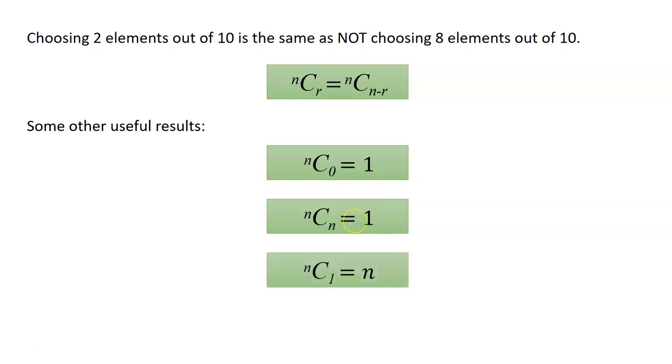N choose 1 is always n. If you've got 3 objects and you're only choosing one of them, you've only got 3 ways to choose them. And then due to the symmetry, n choose n minus 1 is equal to n as well.